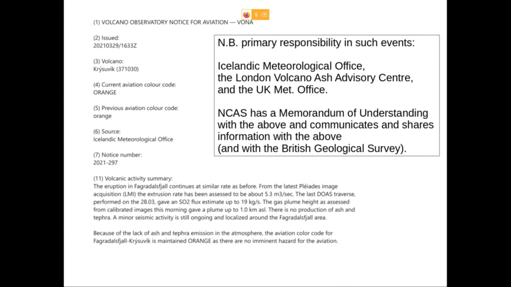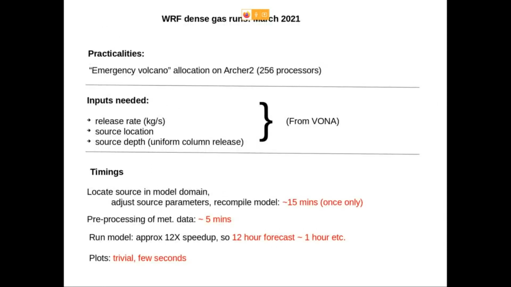So the VONA, this notice, also contains information that allows people to start simulating the dispersion of gases and so on. Critically here, it gives an SO2 flux estimate of 19 kilograms per second, and it gives you the plume height to be 1 kilometer above sea level. Those are the crucial bits of information, together with the location of the occurrence, and that's a good starting point to run a simulation.